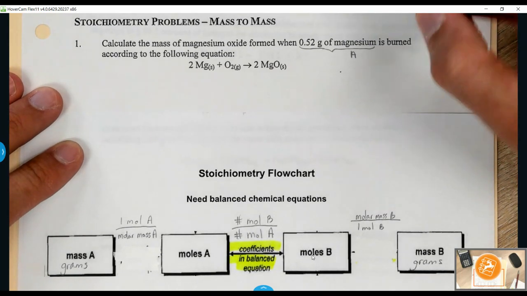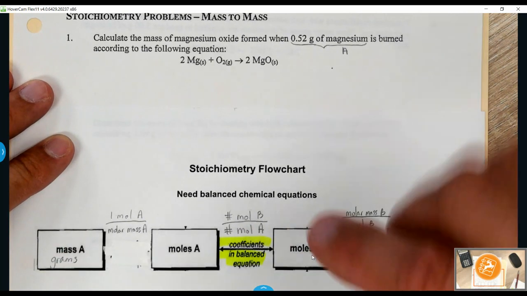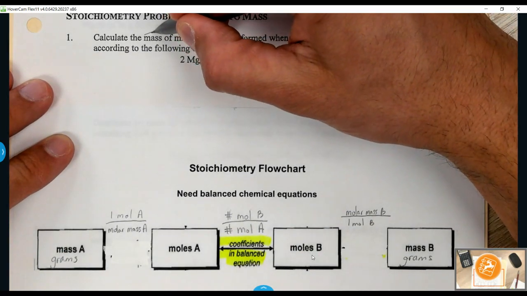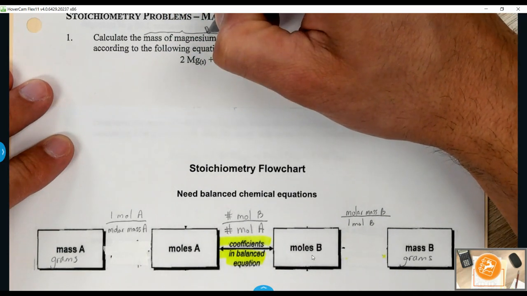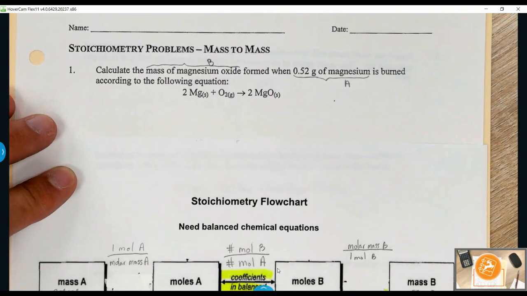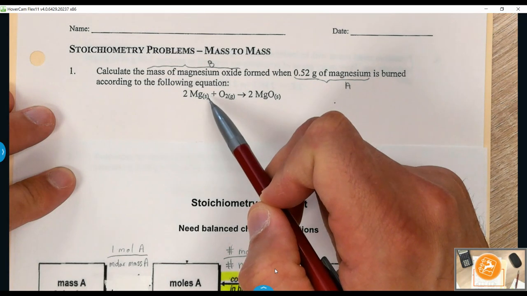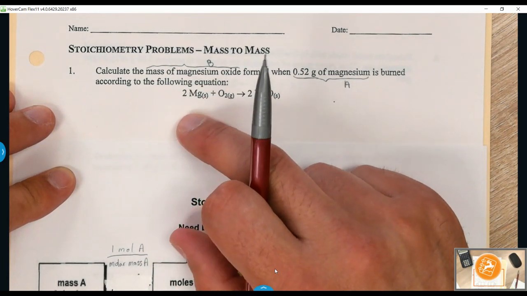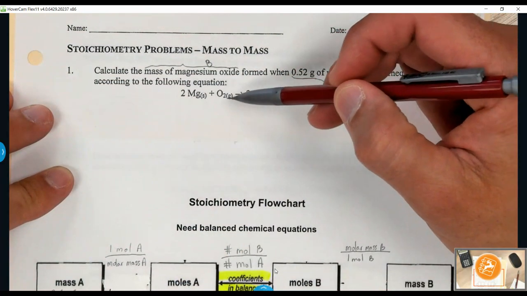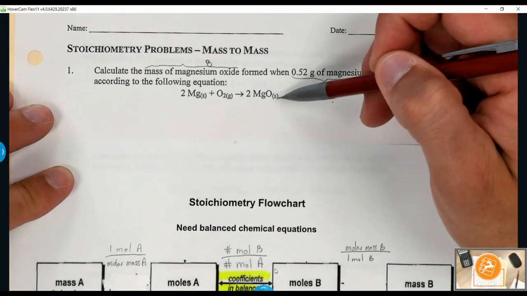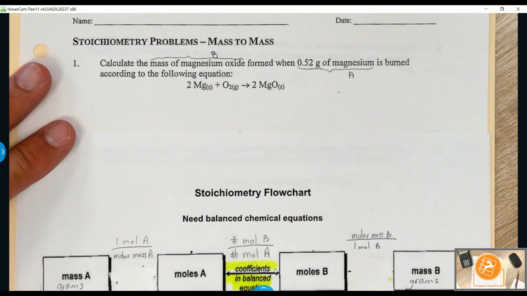Now, because I'm starting with grams, I'm starting here. They want you to calculate the mass of something else. What is the mass of the other thing? It says mass of magnesium oxide. So you have to be able to identify the 2 pieces. Magnesium by itself, don't worry about the little subscript s in parentheses. That's just telling you what state of matter it's in. It's a solid. You should know that that is magnesium, that is oxygen, and then this would therefore be magnesium oxide. So now I know what is A and what is B.